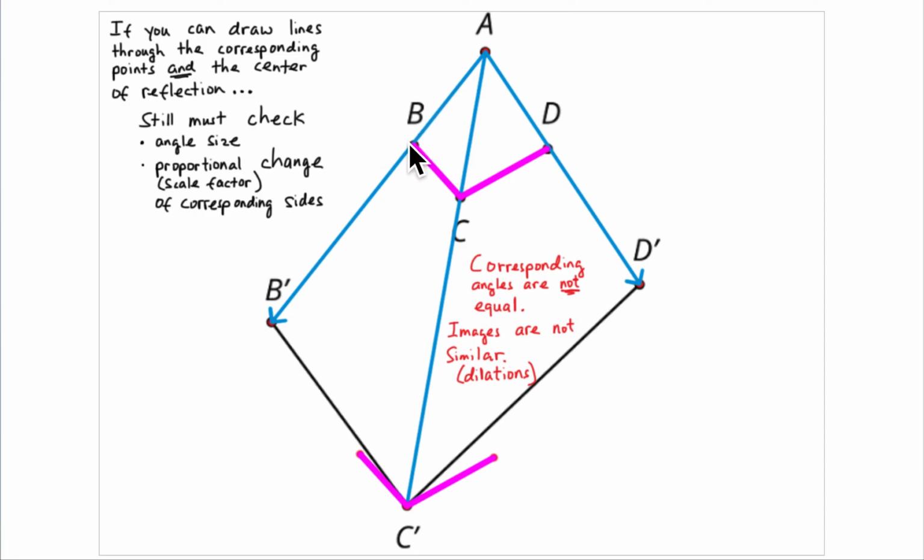And if you check the number of times that each length is increased, this one is going to be increased more times than this one. I didn't actually figure that out, but you can tell just by looking at it, now that you know that it's not a dilation.